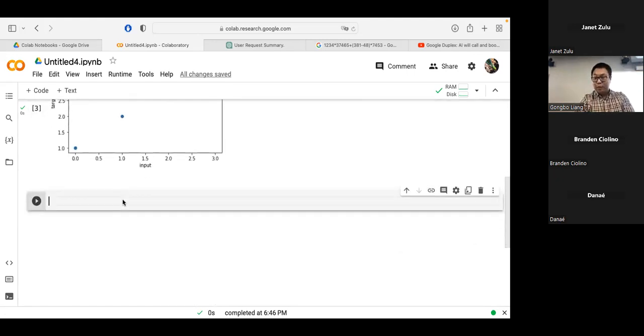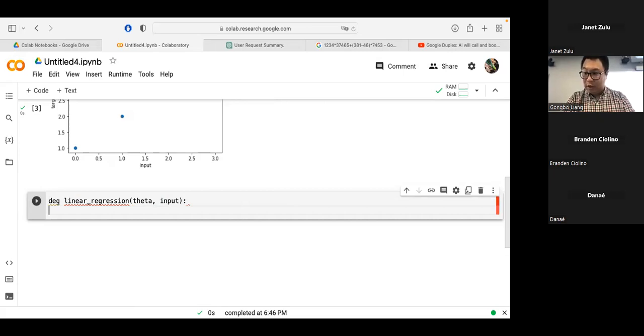What I need to do is build the model, so linear regression. We will give it the input and theta. What we want to do is predict, which will be equal to theta 0 plus theta 1 times input.